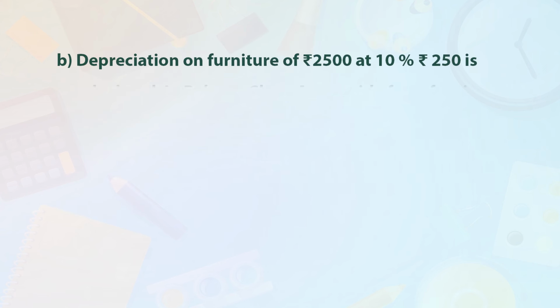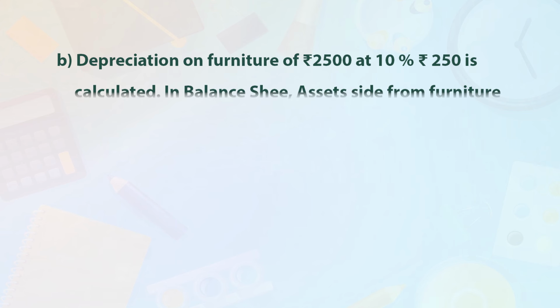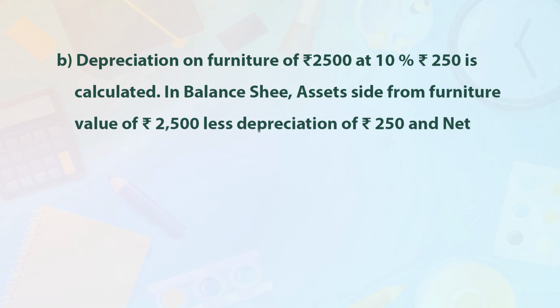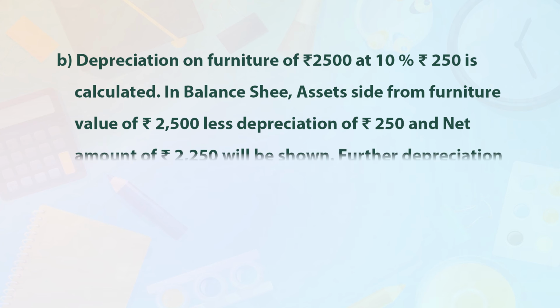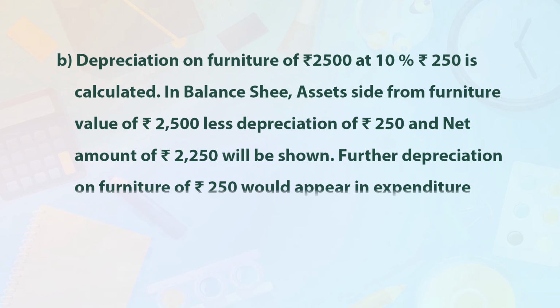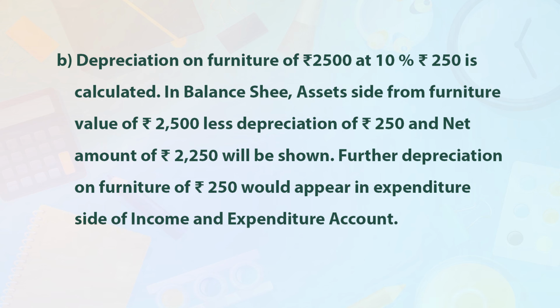Another point, depreciation on furniture of rupees 2,500 at 10%, rupees 250, is calculated. In balance sheet, asset side, from furniture value of rupees 2,500 minus depreciation of rupees 250, the net amount of rupees 2,250 will be shown. Further, depreciation on furniture of rupees 250 would appear in expenditure side of income and expenditure account.